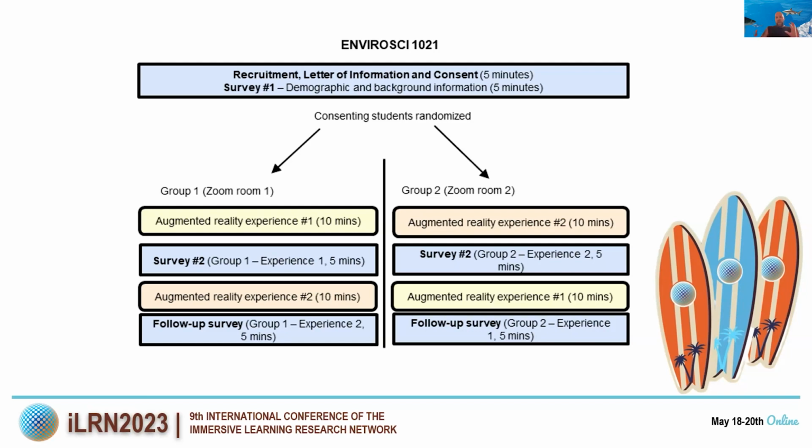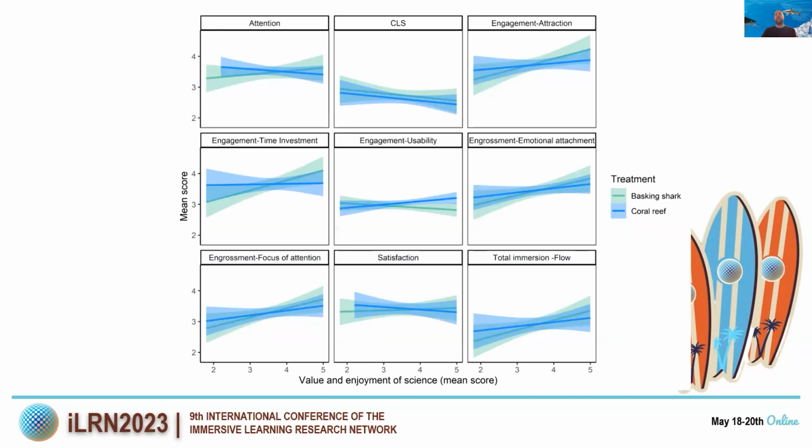So the key thing is, what we're going to see next is how those students respond based on whether or not they value and enjoy science. At the bottom here is the value and enjoyment of science. On the far end, higher numbers mean you value and enjoy science more. And on the left-hand axis are the scores going up for each of these different measurements that we took. So things like satisfaction, how immersed were you in the app?